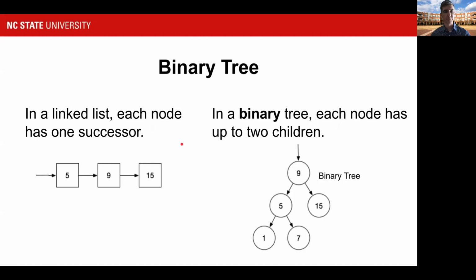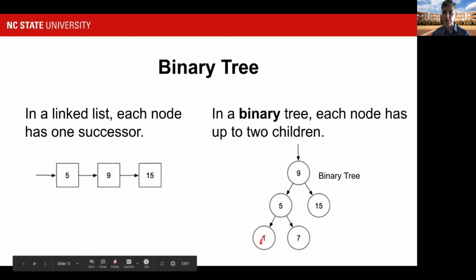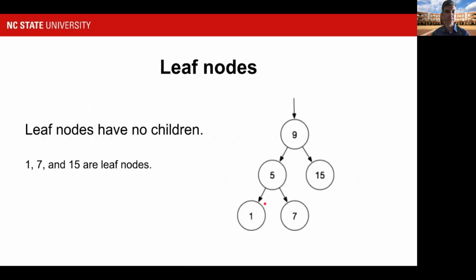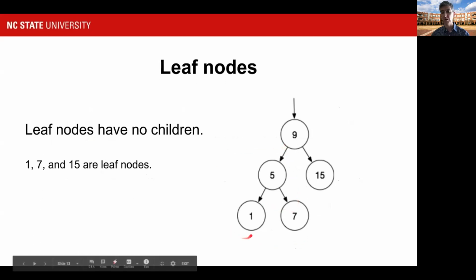You've already heard me say that in a linked list, each node has one successor, right? A linked list is linear. But in a binary tree, each node has up to two children. All nodes don't have to have two children. For example, 1 has no children and 7 has no children. But they can have up to two children, but not any more than that. A node that has no children is called a leaf node.